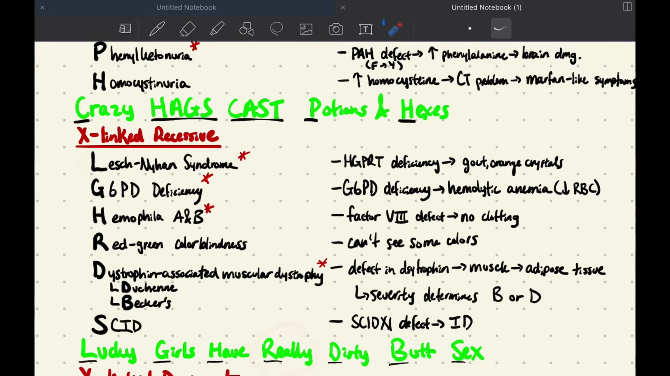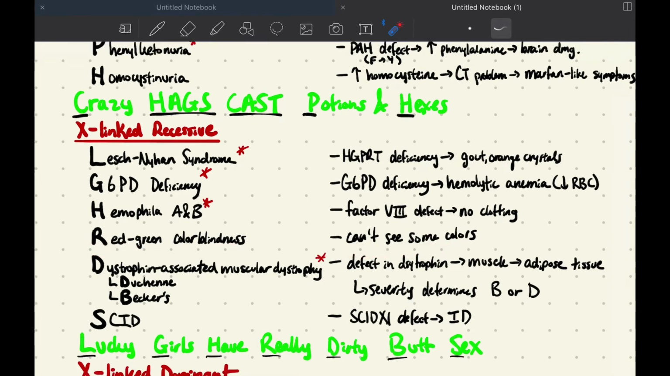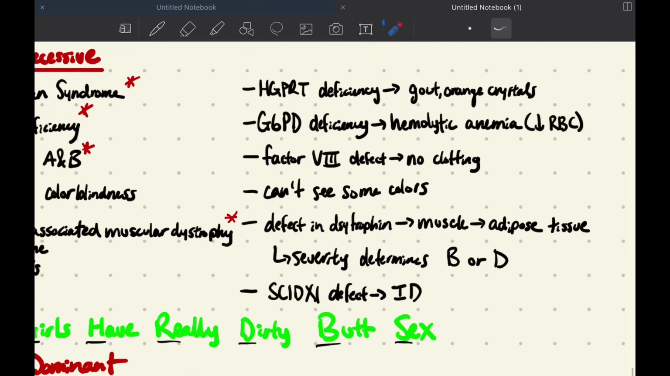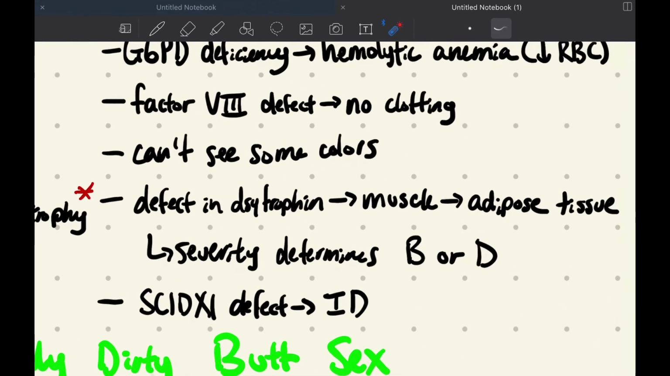And then the R is going to be red-green color blindness. Basically, you just can't see some colors. It's X-linked. And then dirty is going to correlate with your dystrophin-associated muscular dystrophy and also your Duchenne disorder. And then butt is going to be a part of that dystrophin-associated muscular dystrophy, and it's going to be Becker syndrome. And essentially what the difference is, well, let me define it first.